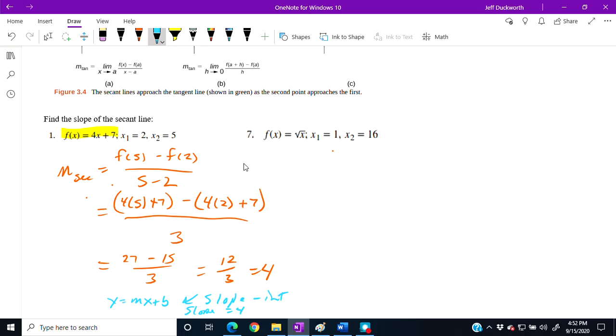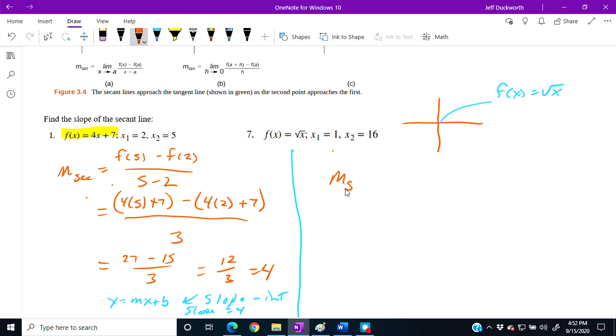All right, so problem number 7, however, we don't have a straight line. So this one's going to look more like this, y equals root x, or f of x equals root x. It's going to look more like that. So I can't just pick 2 points and have it be the same exact slope all the time, because the slope is changing for this function. But let's give it a shot here.